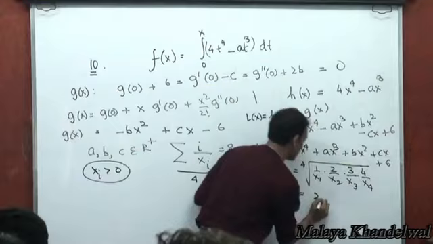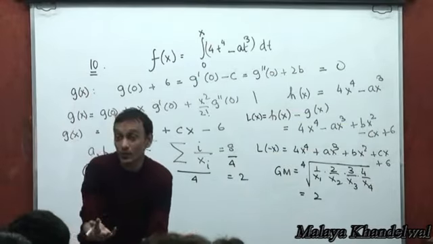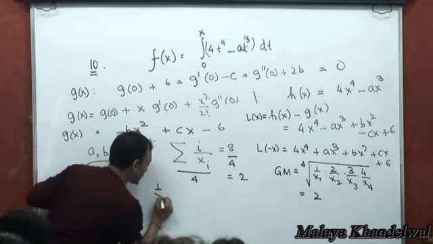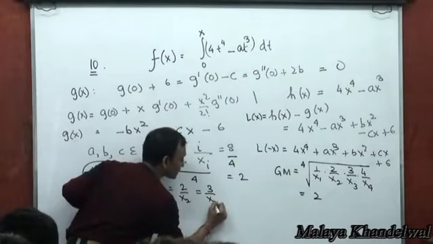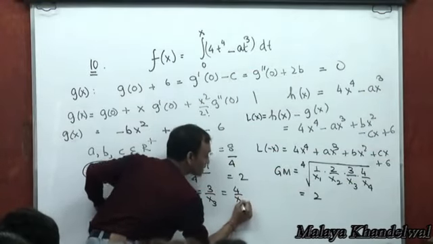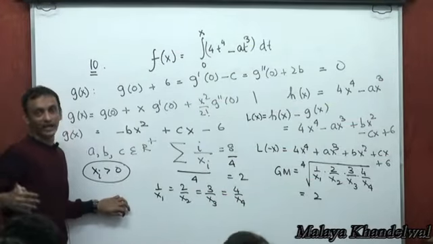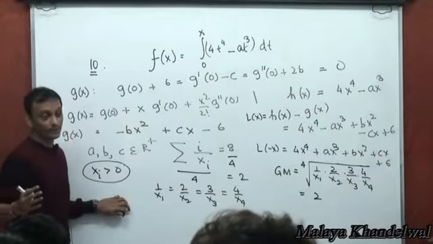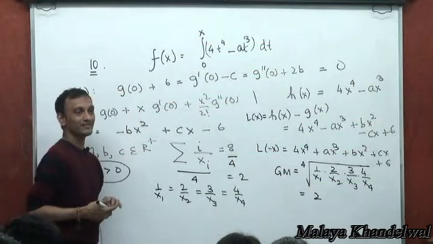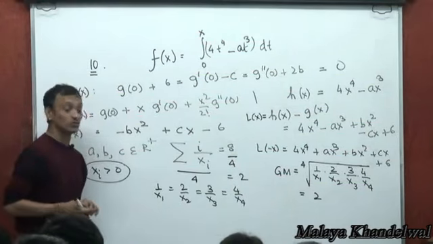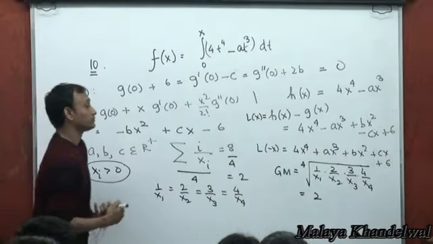That means the arithmetic mean becomes equal to the geometric mean. That means all numbers must be equal. That means 1 by x1 must be equal to 2 by x2, must be equal to 3 by x3, must be equal to 4 by x4. If the numbers constituting an AM and GM are positive, and if AM becomes equal to GM, then the numbers must all be equal. Yes or no?